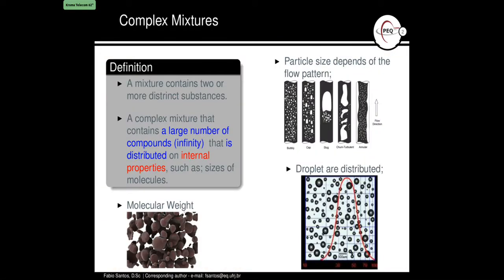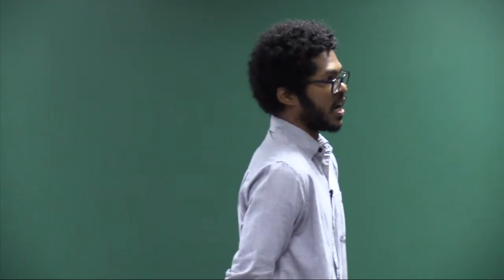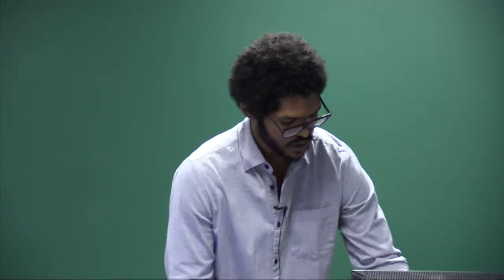So basically, when you're talking about a mixture, you have two or more substances or components. When I'm talking about complex mixtures, I'm talking about an infinite number of components. It means that they are uncountable in some sense, and it's hard to solve. For instance, with oil, we have an uncountable molecular weight, represented as volume fractions. When I have a bubble flow, a particulate flow, a dispersive flow, we have uncountable particle sizes, from a continuous point of view. The same way for droplets in particle distributions.